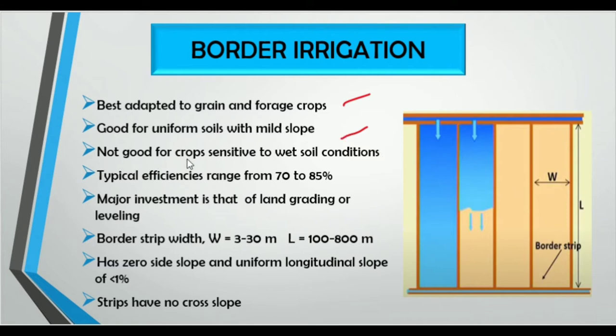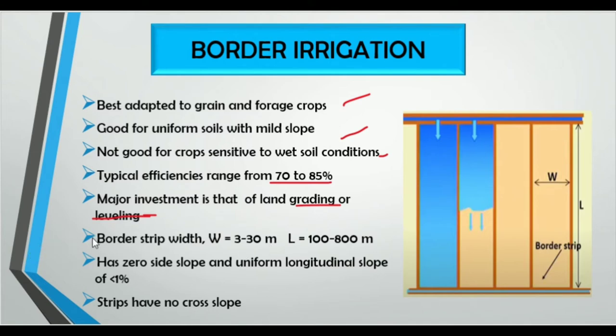This is not good for crops sensitive to wet soil condition, as I said in the first part. Typical efficiencies range from 70 to 85%. This is lower than the other irrigation systems that we use today, but this is quite impressive for the field and for the crops. The major investment is land grading or leveling, because as I said a while ago, we want the water supply to be uniform all throughout the border strip, so we need to grade and level the field.